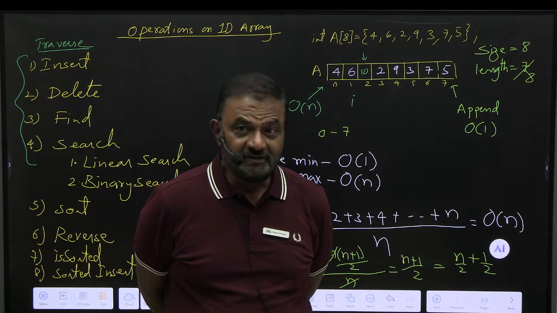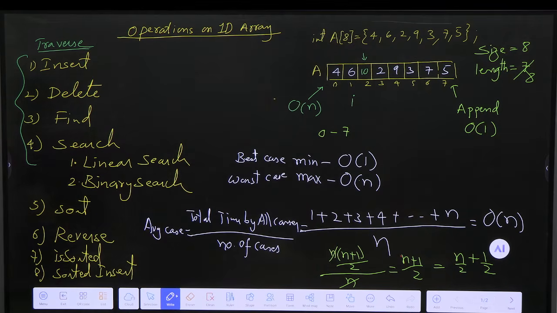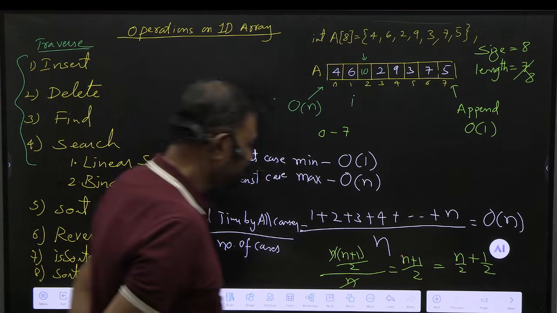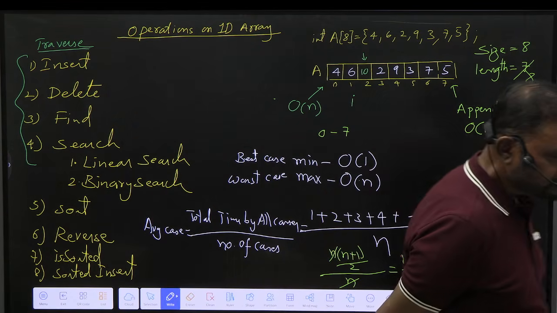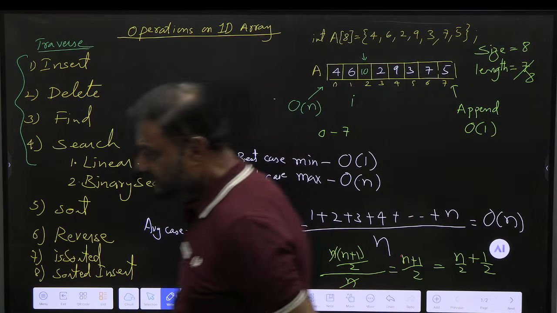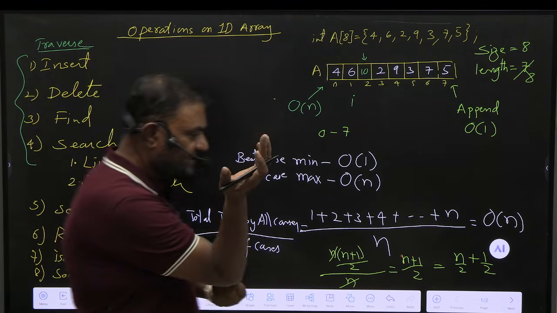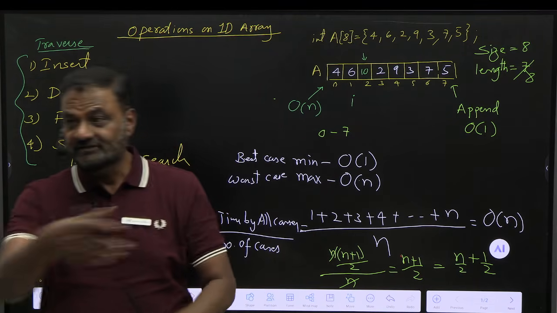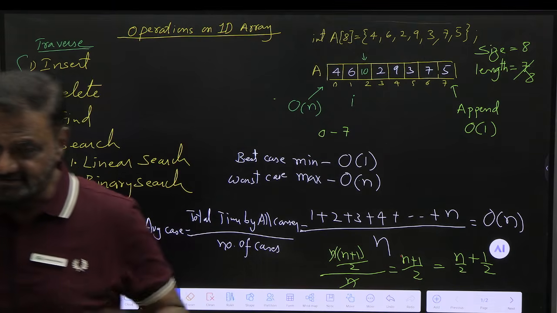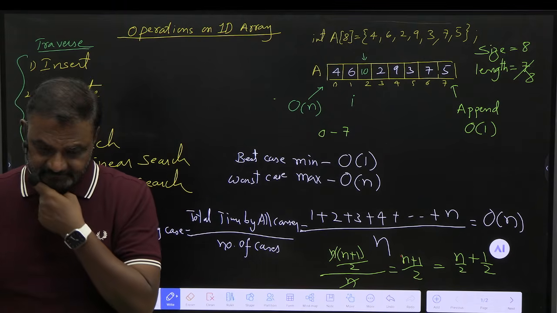Then you write down worst case time is big O of n, order of n. Below that you can write down the reason in brackets: because we have to shift all n elements in a list.